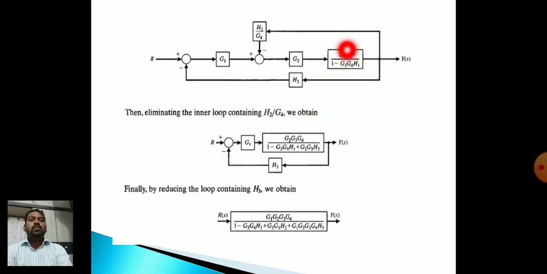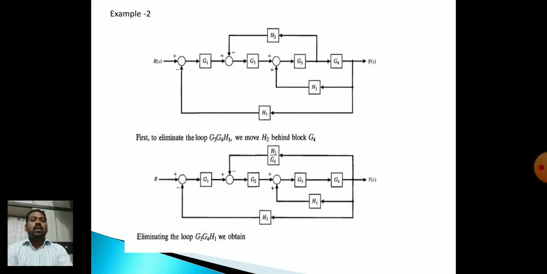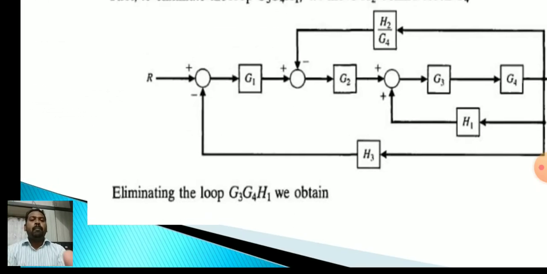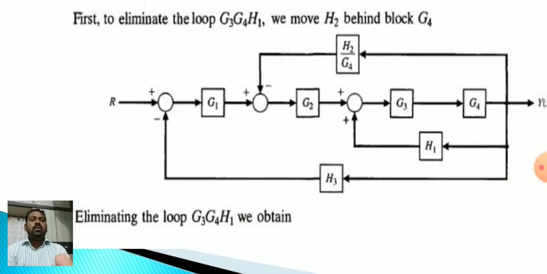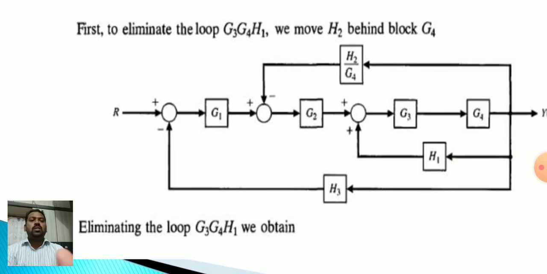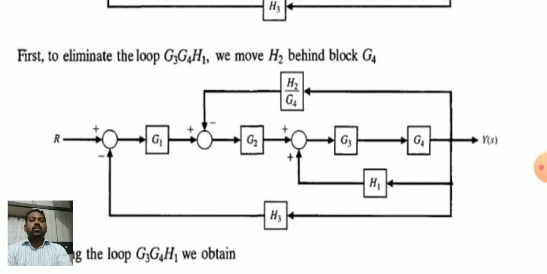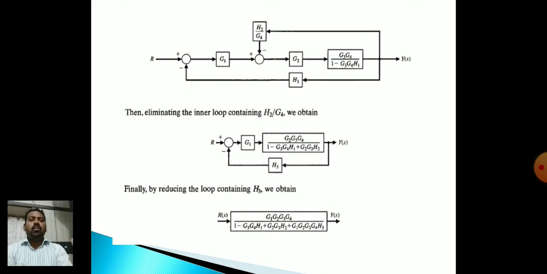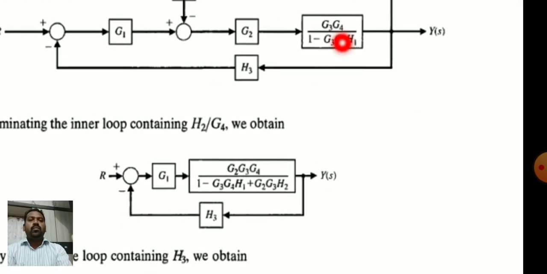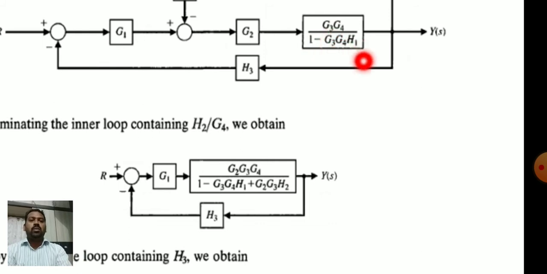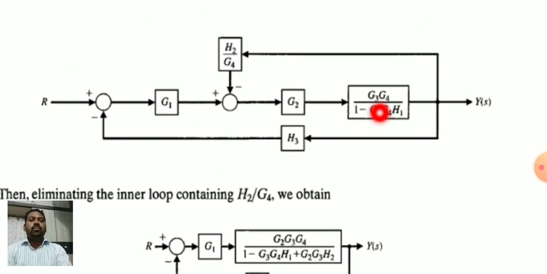The transfer function is this one that you can see. G3 and G4 both are in series, and remove this feedback H1. This is G(s), and G3, G4 is G(s), and this is H(s). So G(s) divided by 1 minus, why minus? This is plus here. So 1 minus G(s) into H(s), that is G3, G4 into H1, that you can see here: G3, G4 divided by 1 minus G3, G4 into H1. Okay.